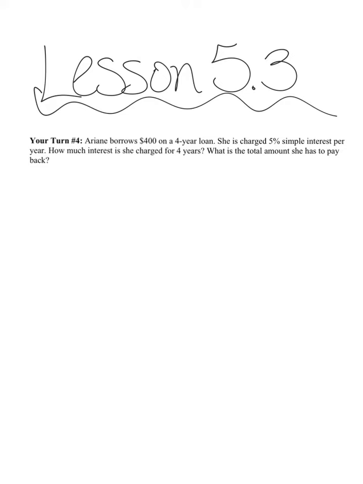So again, using this formula, to find the interest, we take the principal times the rate times the time. Let's substitute our information here that we're given. Our principal amount is 400. Our rate is 5%, and we're going to write that as a decimal, which would be 0.05. And our time is 4 years, so we're going to take it times 4.